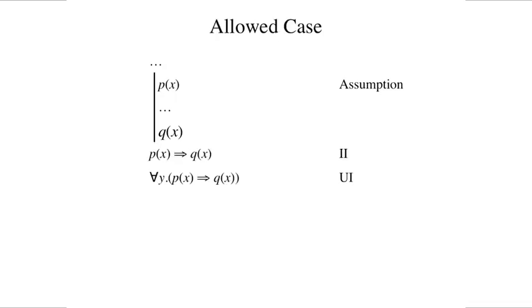If we want to quantify a sentence in this situation, we must first use implication introduction to discharge the assumption, and then we can apply UI. In the example here, we first apply implication introduction to derive the conclusion P of X implies Q of X, and that's in the parent of the subproof containing the assumption. And then we apply universal introduction to derive for all X, P of X implies Q of X.